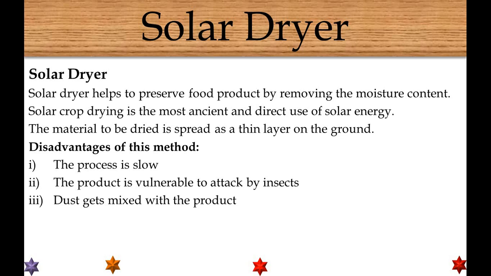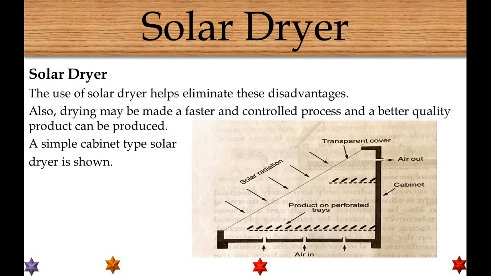The material to be dried is spread as a thin layer on the ground. But there may be many disadvantages in this method. The process is very slow, the product is vulnerable to attack by insects, and dust gets mixed with the product. The use of solar dryer helps to eliminate these disadvantages. Also, drying may be made a faster and controlled process and a better quality product can be produced.